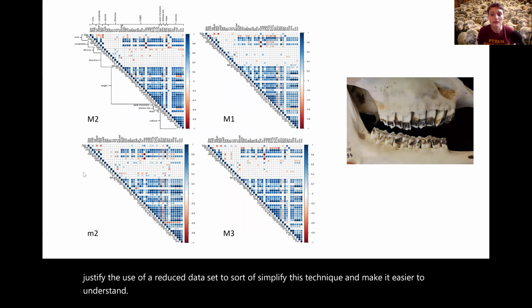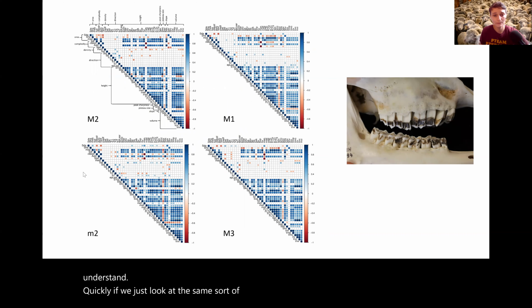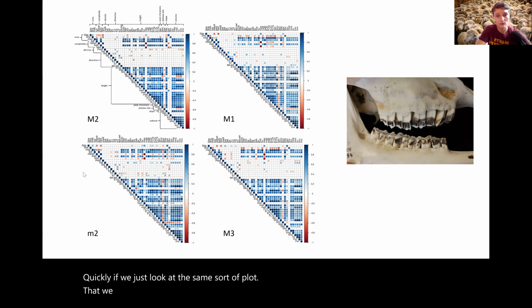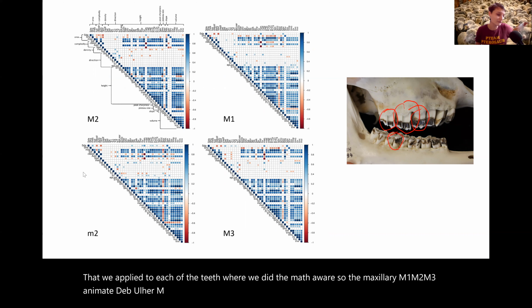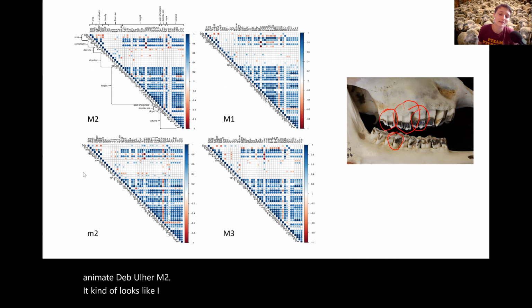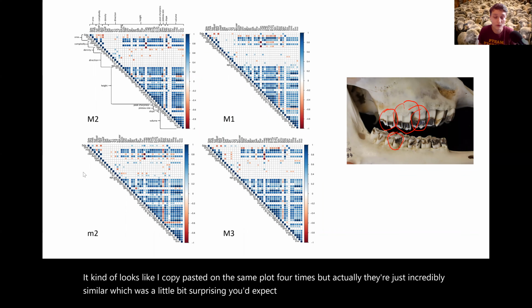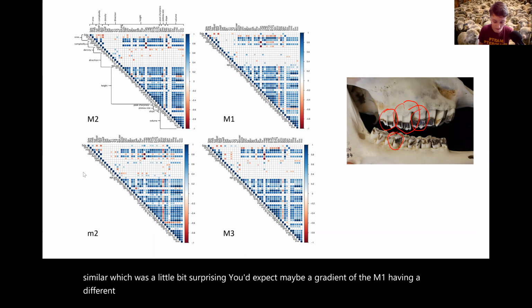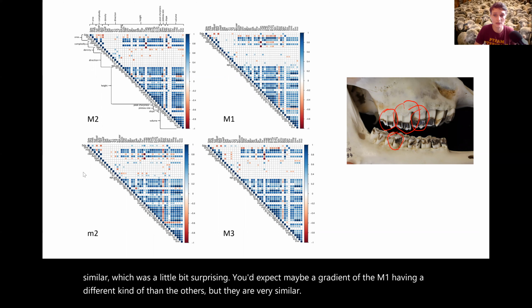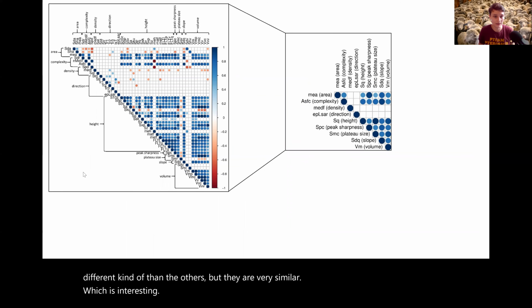Quickly, if we just look at the same sort of plot that we applied to each of the teeth where we did the mesowear, so the maxillary M1, M2, M3, and the mandibular M2, it kind of looks like I copy-pasted the same plot 4 times, but actually they're just incredibly similar, which was a little bit surprising. You'd expect maybe a gradient of the M1 having a different kind of wear than the others, but they're very similar, which was interesting.